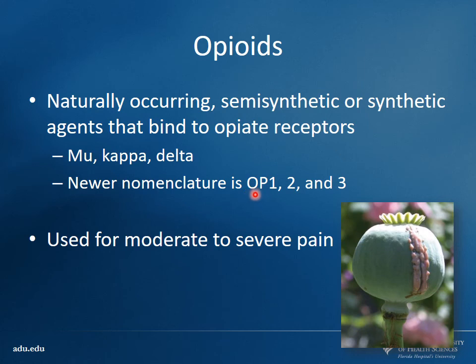You may see them using some different nomenclature. You may see OP1, 2, and 3. OP1 is another name for the mu receptor, so if you ever see that, that's what they're referring to. And these are going to be reserved for more moderate to severe pain issues.